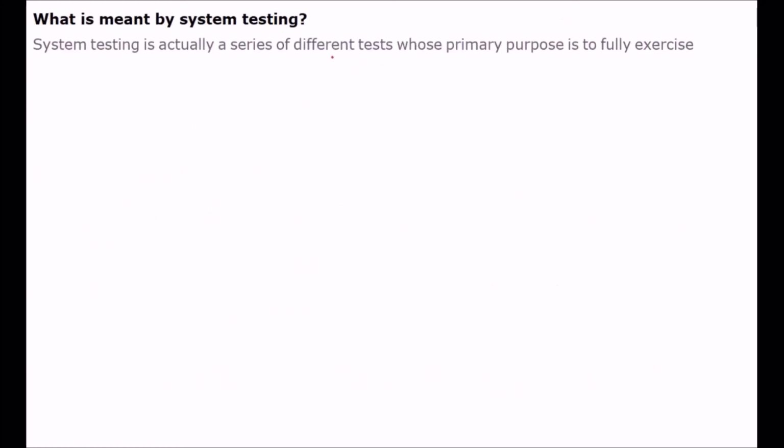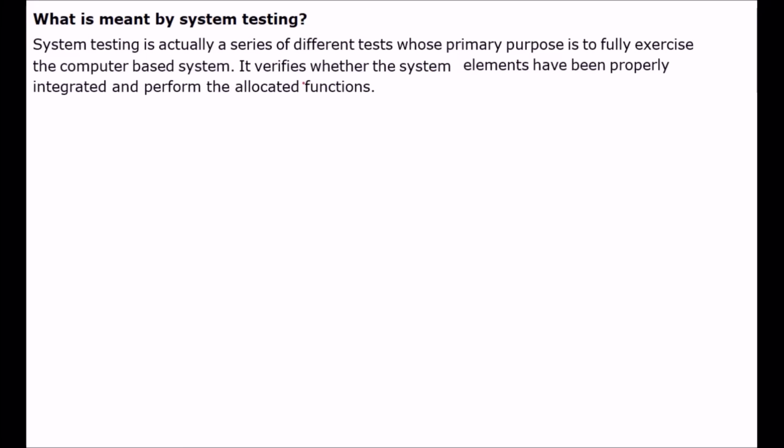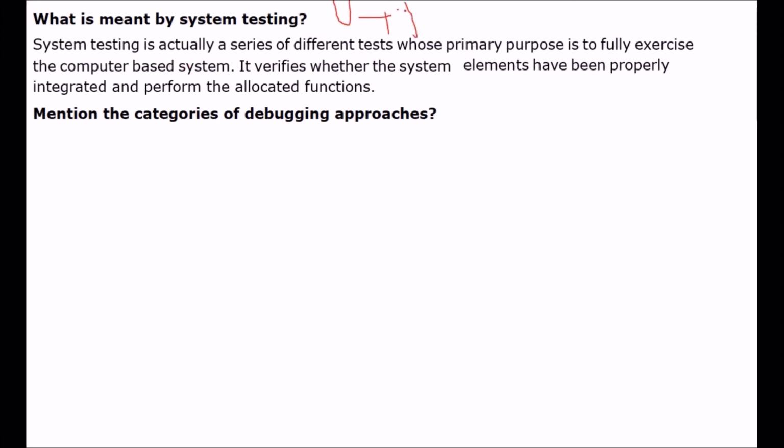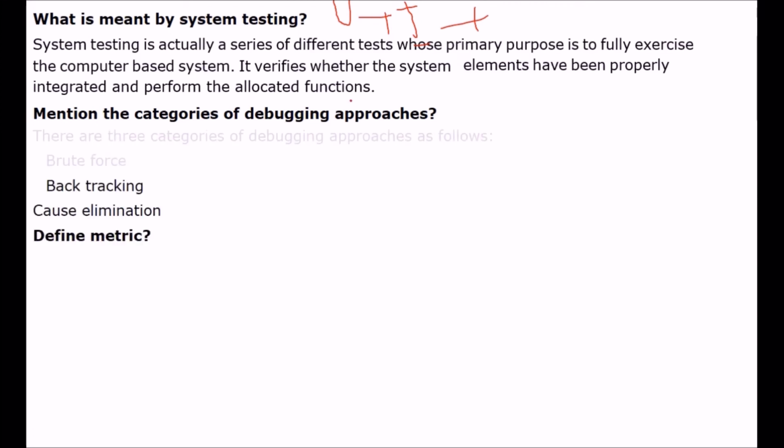What is meant by system testing? System testing is actually a series of different tests whose primary purpose is to fully exercise the computer-based system. Now you have done unit testing, then you have done integration testing. Now when the whole system as a whole you have to test, this is the system testing. So it verifies whether the system elements have been properly integrated and perform the allocated functions.